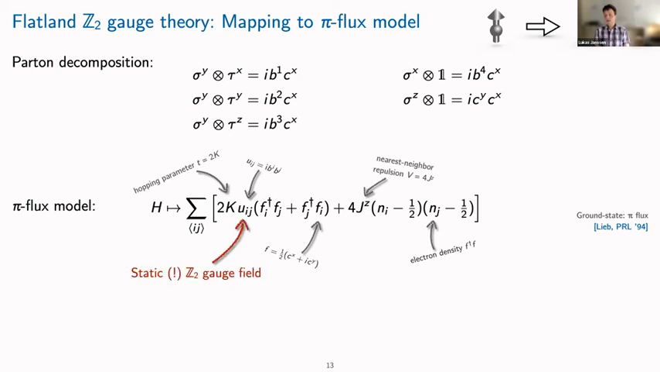And importantly, now this gauge field U again is a static gauge field. So it commutes with the Hamiltonian, commutes among all these operators themselves. It can be diagonalized simultaneously with the Hamiltonian. And that's the most important point here, because that basically tells us what the ground state is. And we can use Lieb's theorem to argue that the ground state must have a pi flux configuration. And that's also what we find in the actual diagonalization of the Hamiltonian. So the ground state has a pi flux configuration of this Z2 gauge field.